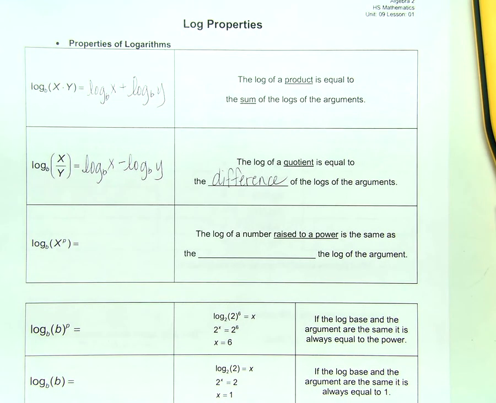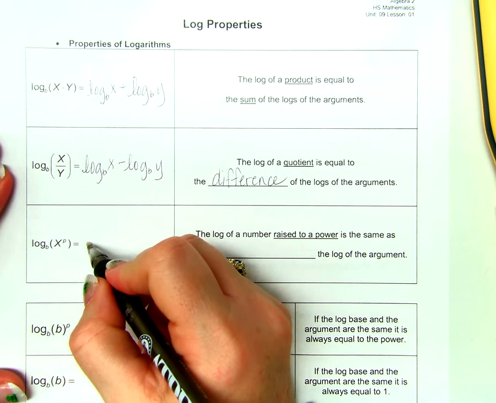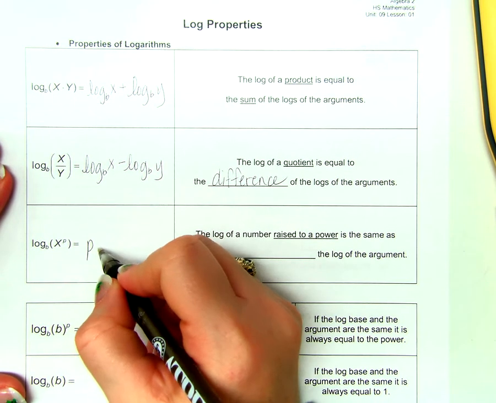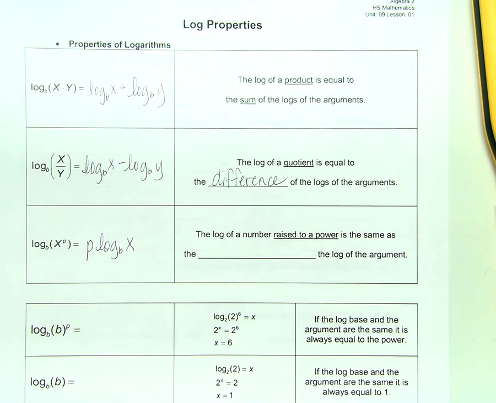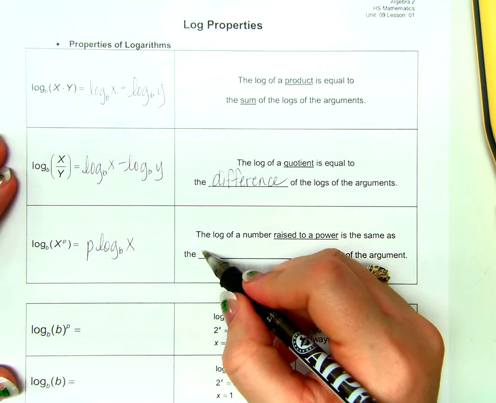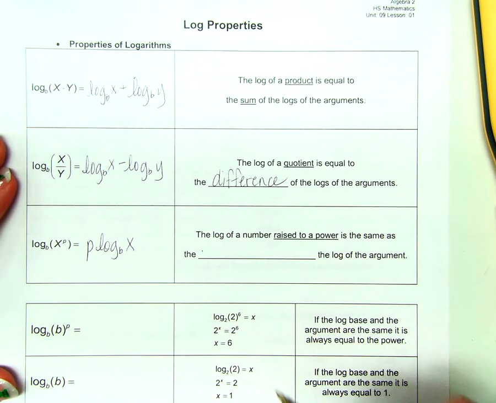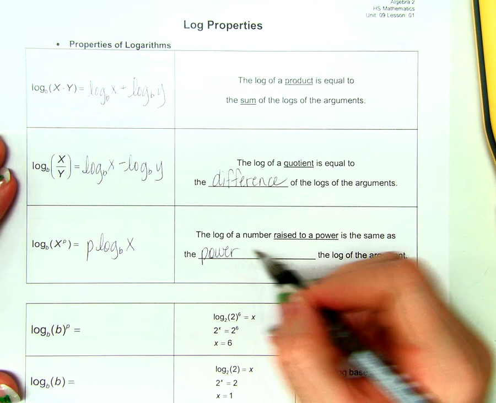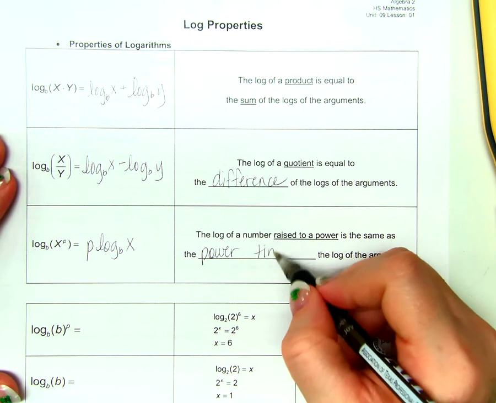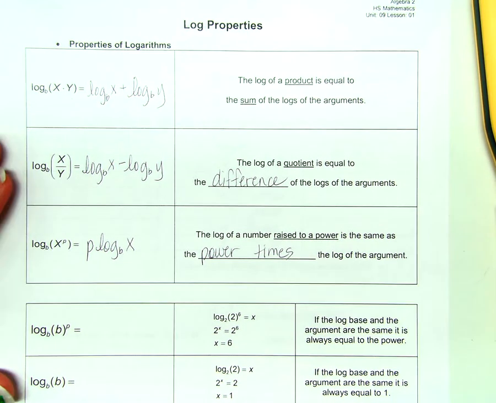Log base b of x to the p power equals p log base b of x. Very good. The log of a number raised to a power is the same as the blank, the log of the argument. It's actually two words, just so you know. Otherwise it doesn't make sense. It's the power times the log of the argument. Okay?